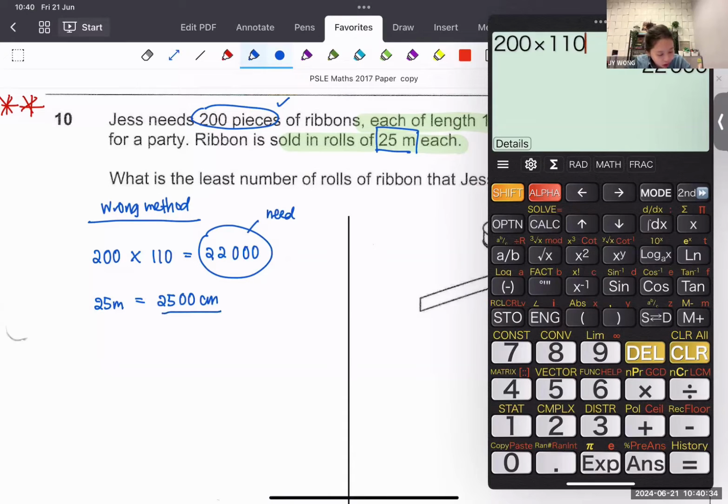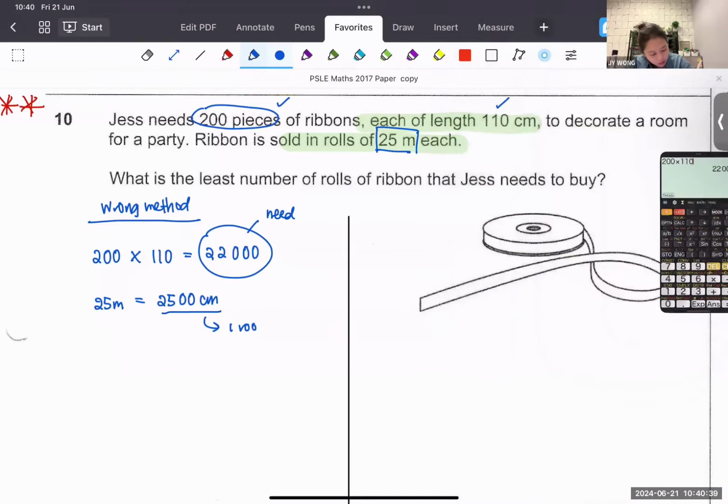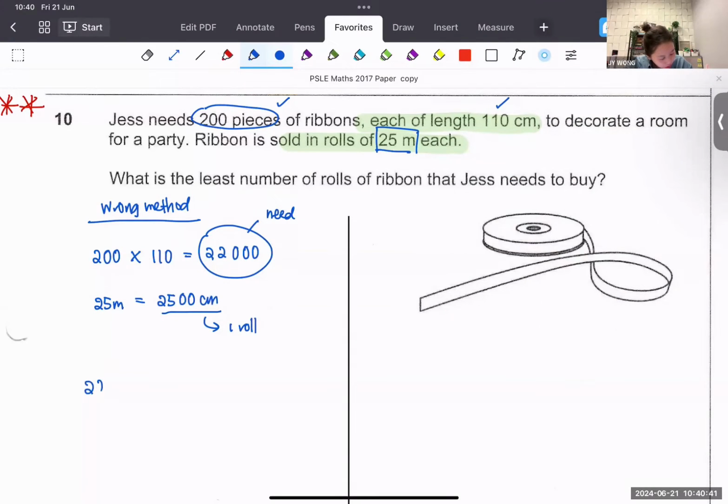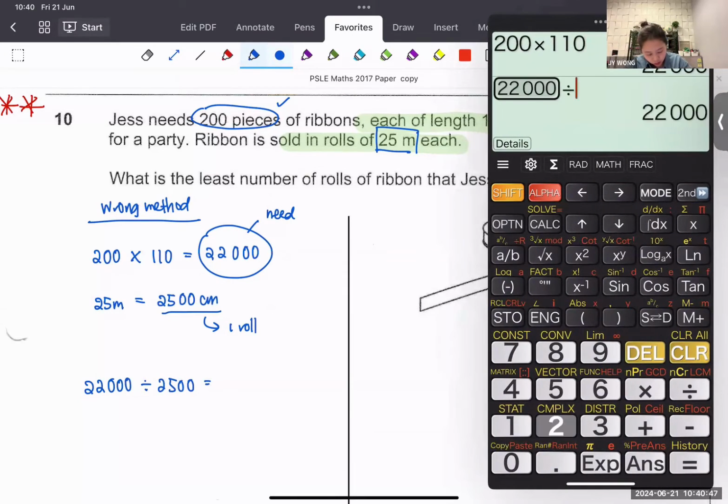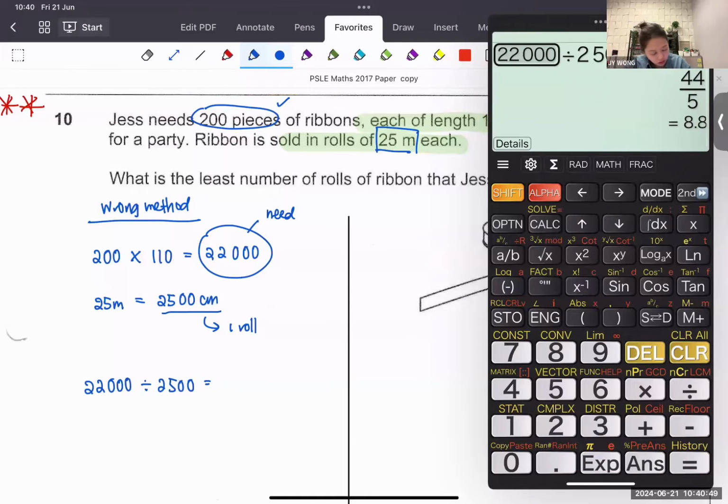Okay, now, so what you will do is this is what you need. So this is the 1 row of ribbon. So what you will do, those who get 9, I believe you did this. Okay, divide by 2500. 8.8. Then you round off to 9.